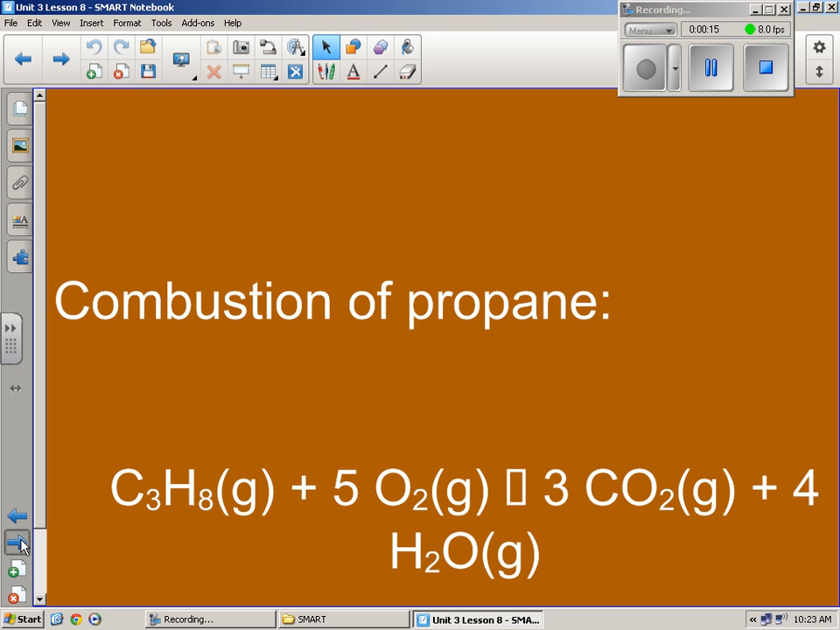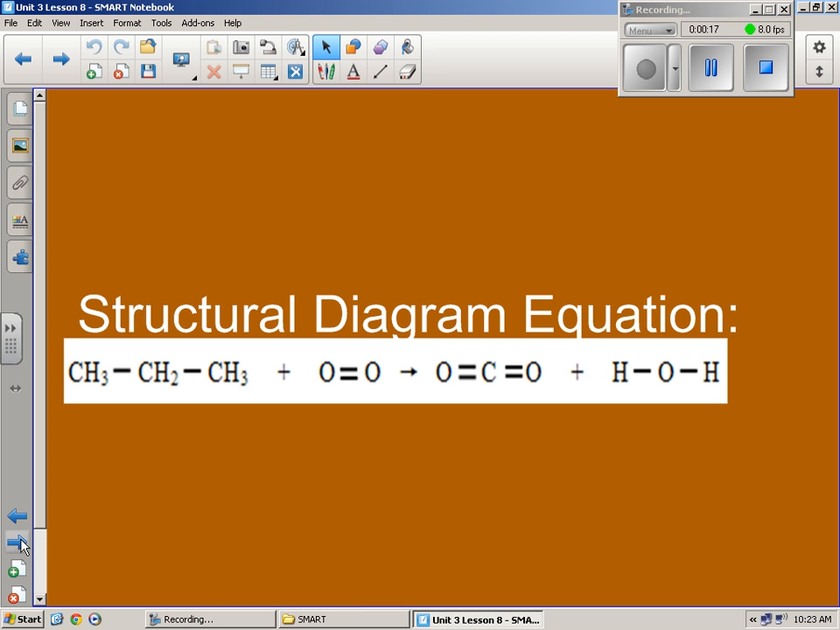Okay? If you wanted to write it out structurally, a structural diagram equation looks something like this. Please know what this looks like. Make sure that you're able to do this, because I'm going to ask you to do this at some point in time. Give me a structural diagram equation of this. So you would write out the condensed structural diagram of propane here, and oxygen, of course, there's a double bond there, don't forget. Carbon dioxide, CO2, has double bonds in it, and water, of course, has single bonds, H2O.